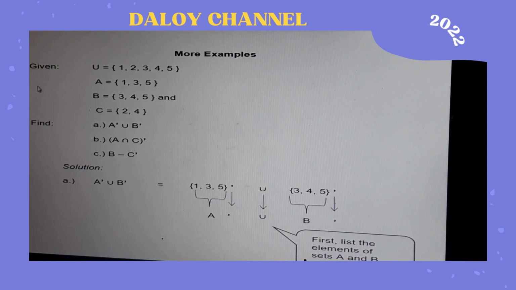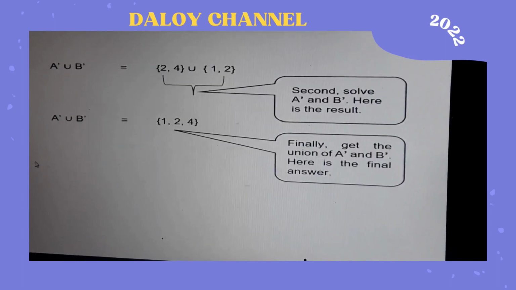Whenever set A contains 1, 3, 5, we put open and close braces around that set, then put an apostrophe. That means we are required to find the complement of those elements. Then union it also with the complement of set B, composed of 3, 4, and 5. So that will be our first step.